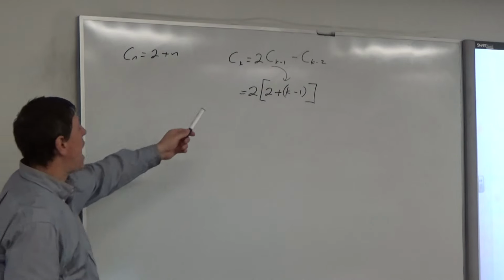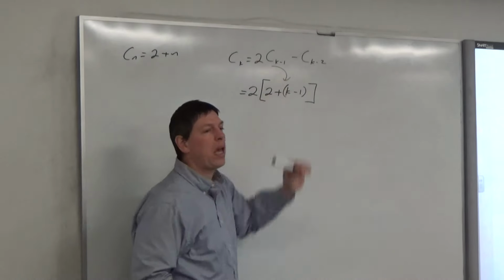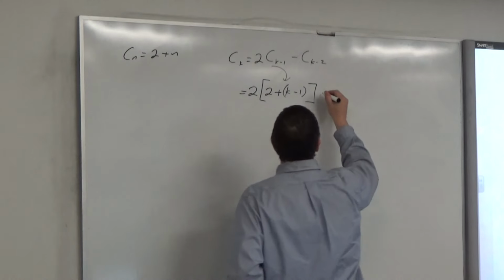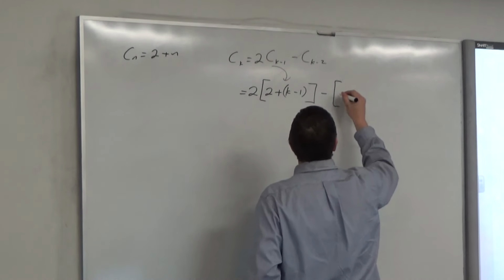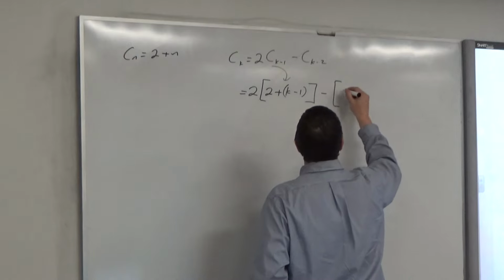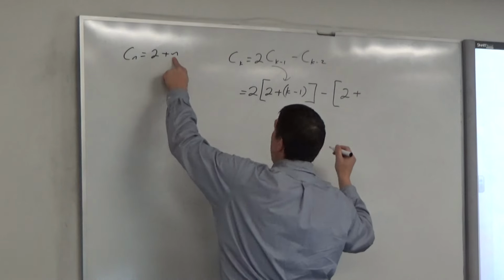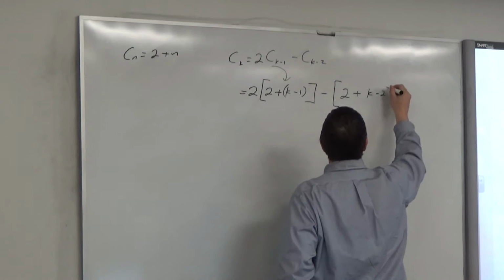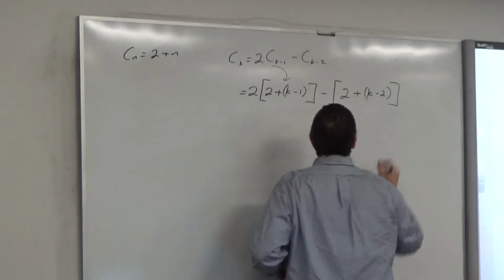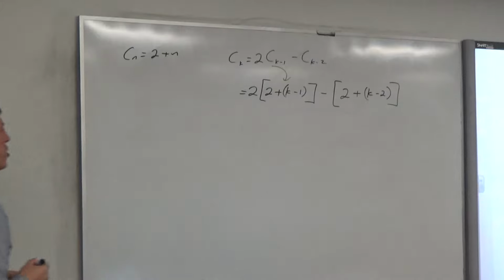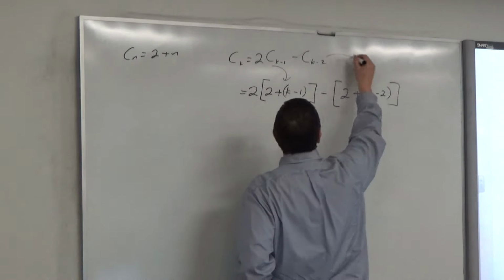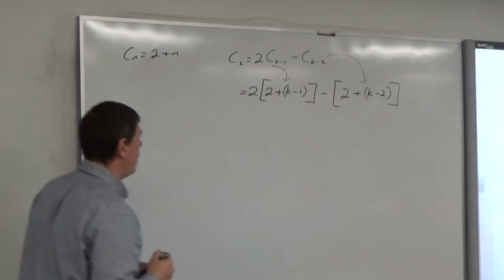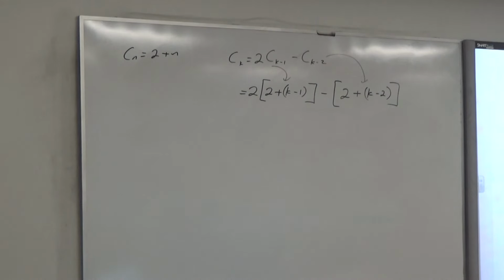And then we have to do the exact same thing with c sub k minus 2. So that's going to be minus 2 plus n, but instead of n, we're going to plug in k minus 2. So, it's just a game of substitution, that's all it is. Okay, so, let me make sure you guys are all okay with that. And does anyone have any questions about how we substituted?